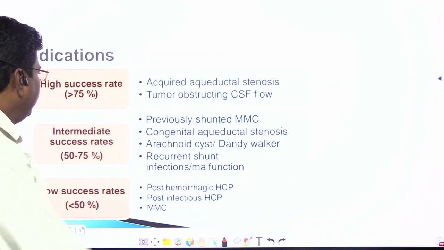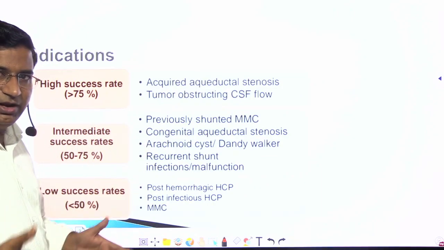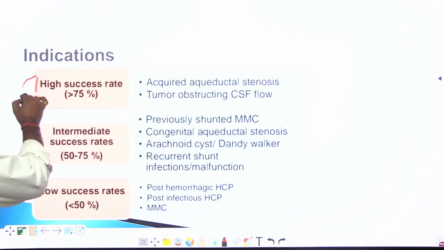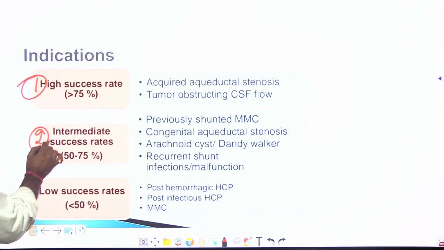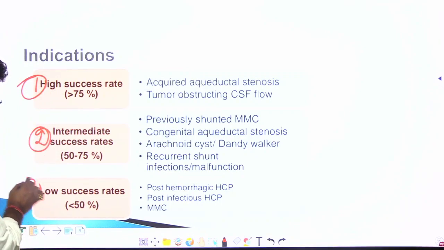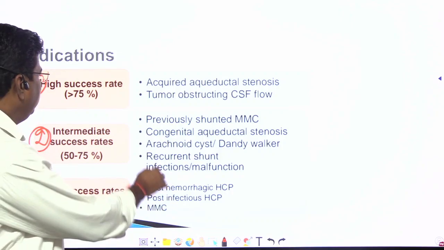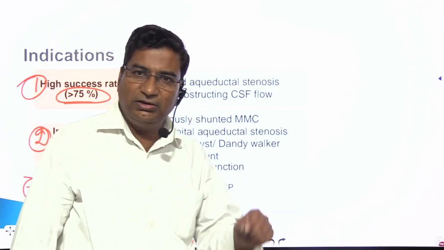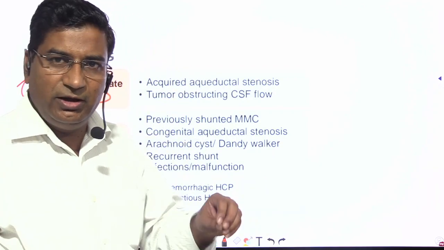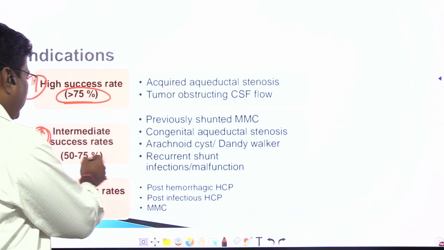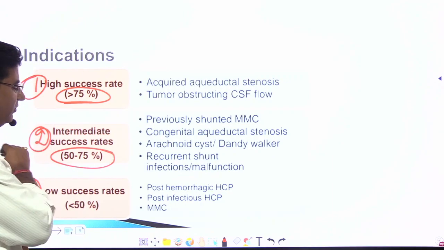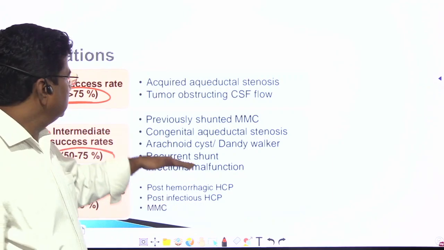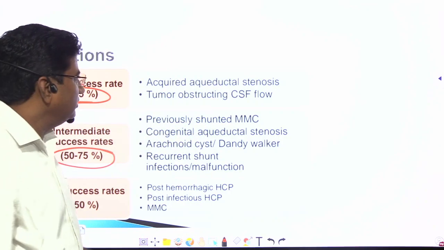Indications are categorized into 3 categories. Number 1, high success rate. Number 2, intermediate. And number 3, low success rate. High success rate means more than 75% of patients benefit from a single ETV. Intermediate success rate means the ETV failure rate is higher as compared to the high success rate indications.